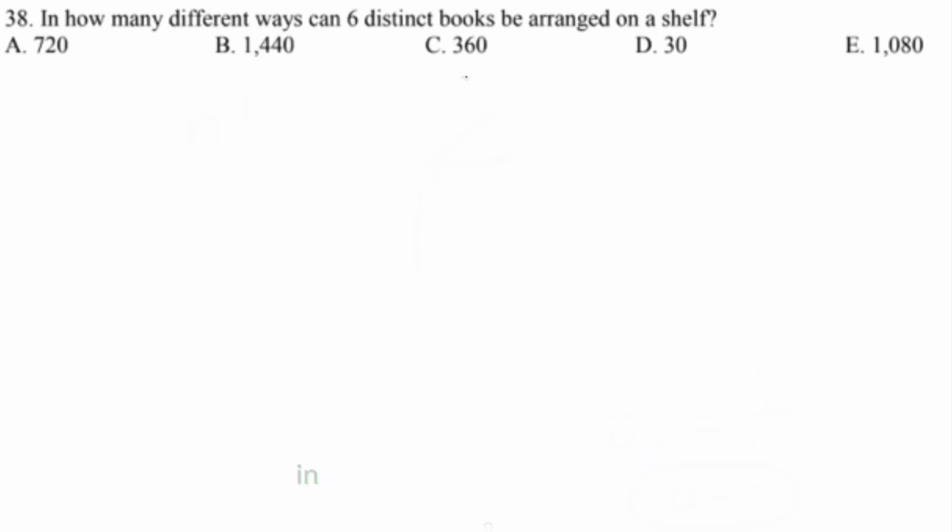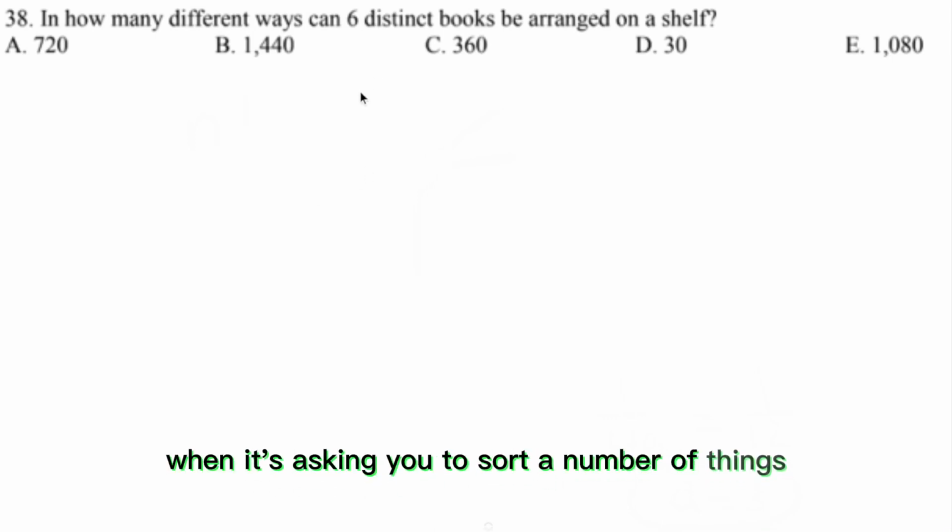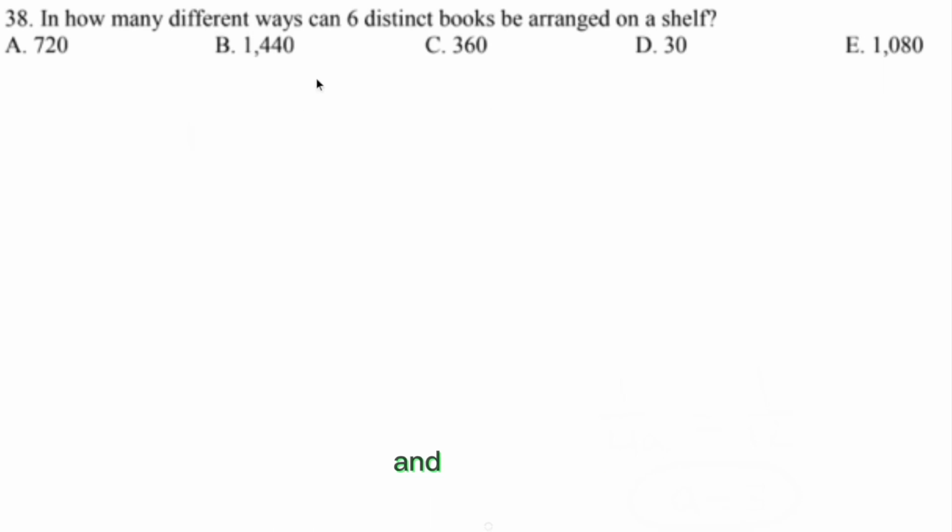Number 38. In how many different ways can 6 distinct books be arranged on a shelf? This is very simple. In a problem like this, when it's asking you to sort a number of things, all you have to do is n factorial.